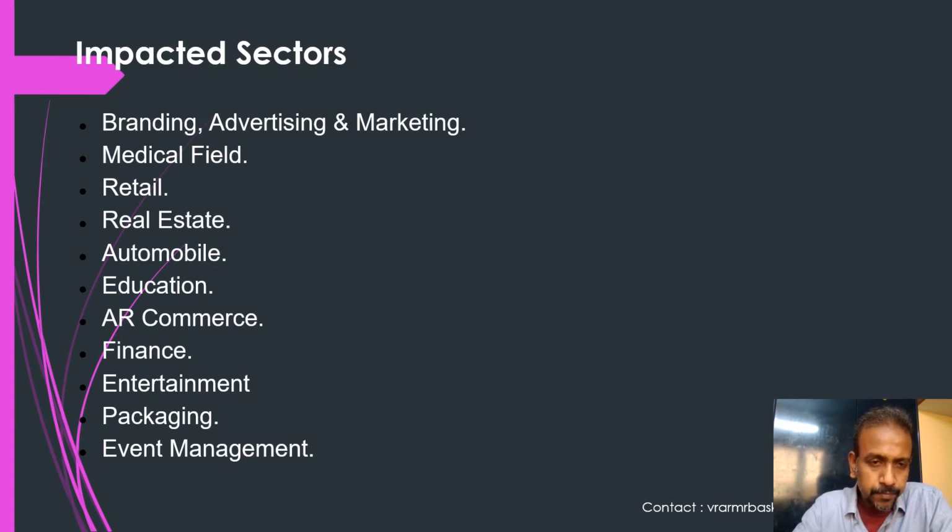And real estate, virtual walkthrough before an apartment, villa, or house is even constructed. During the design stage itself, one can let the consumer travel virtually inside the building using a virtual walkthrough in the real estate domain.